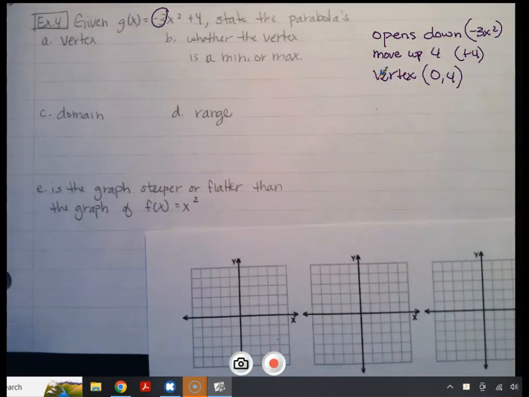The domain is always all real numbers. Okay, then your range. All you have to do is look at the floor.